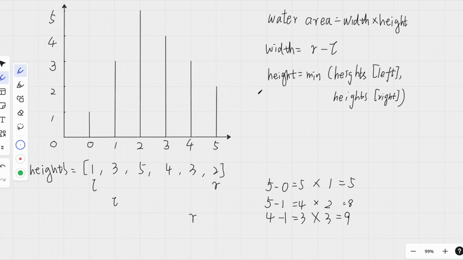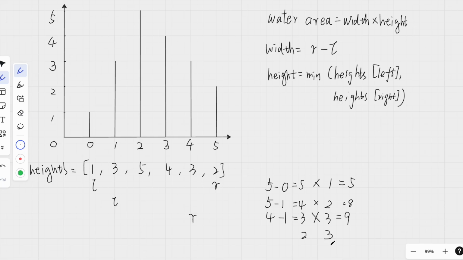Let's keep moving the two pointers inward. If we move the left pointer inward, the width will become 4 minus 2, and the height will be 3. If we move the right pointer inward, the width will be 3 minus 1, which is also 2, and the height is also 3. Then the width will be 2, height will be 3, and the area will be 6. In this case, the height stays the same as the last container, and the width is guaranteed to be shorter. So there is no way this can be the max water area.